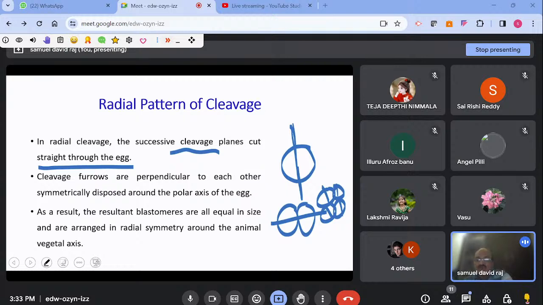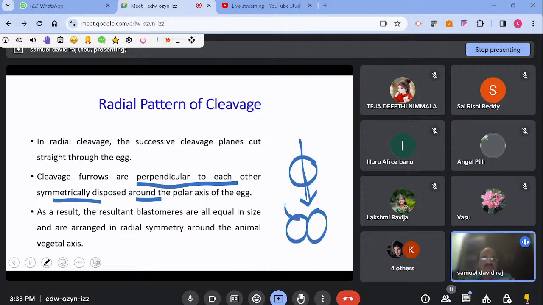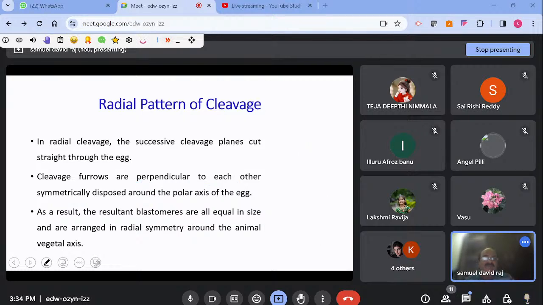And cleavage furrows are always perpendicular to each other, symmetrically disposed around the animal-vegetal polar axis. That is the reason why all the cells that are produced due to the radial pattern of cleavage are equal in size, hence they exhibit radial symmetry. We know what is radial symmetry. Here there is an onion.